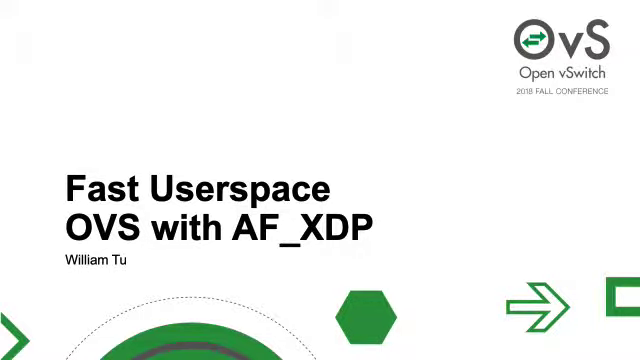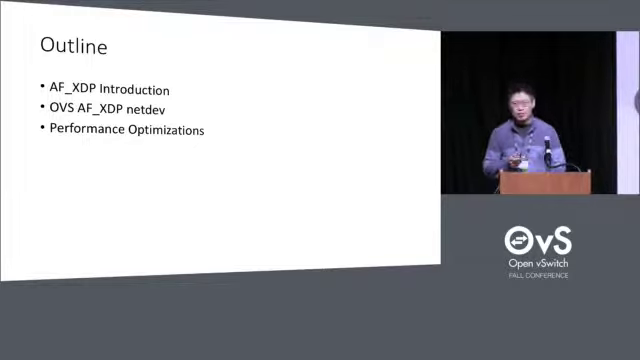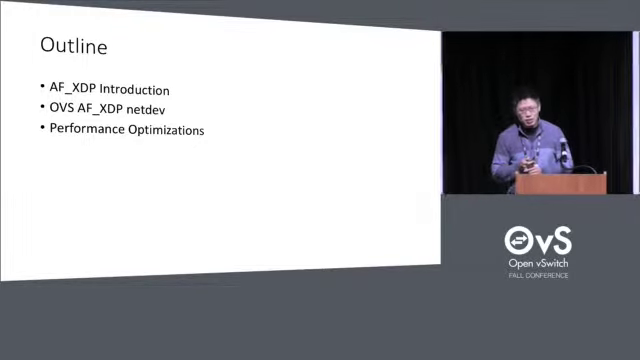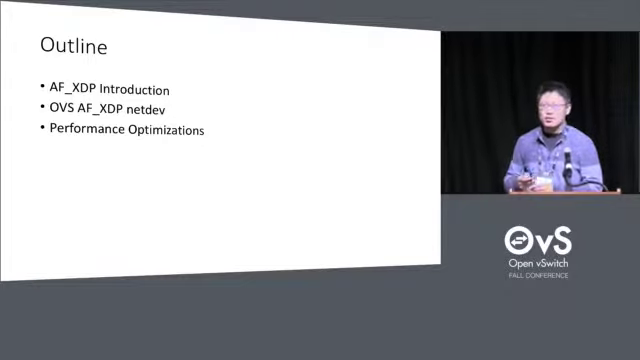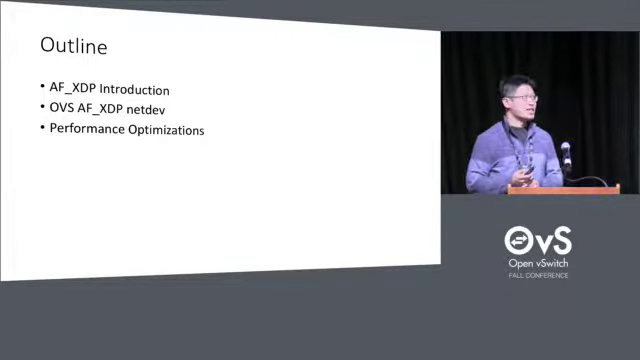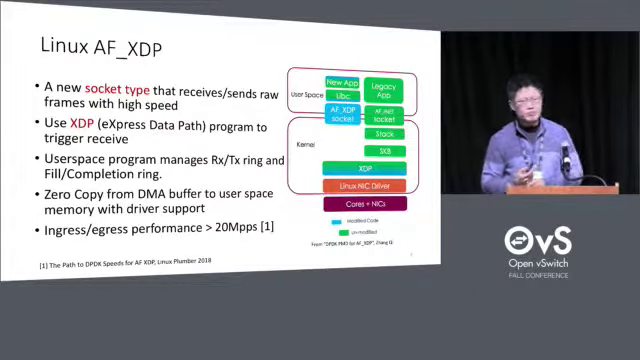Thank you. So I'm going to talk about the fast user space OVS with AF_XDP. I'll spend a couple of slides introducing AF_XDP and how OVS uses AF_XDP as a new netdev type, and then some performance optimization we have done.